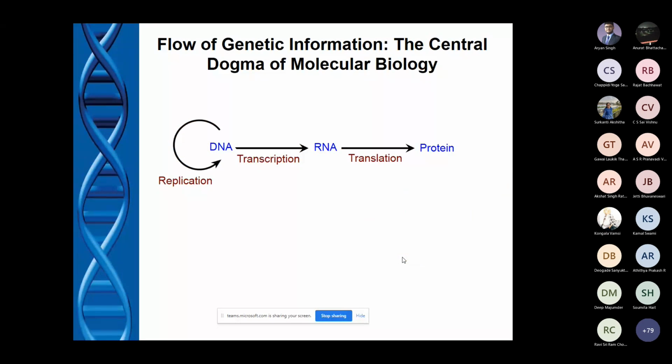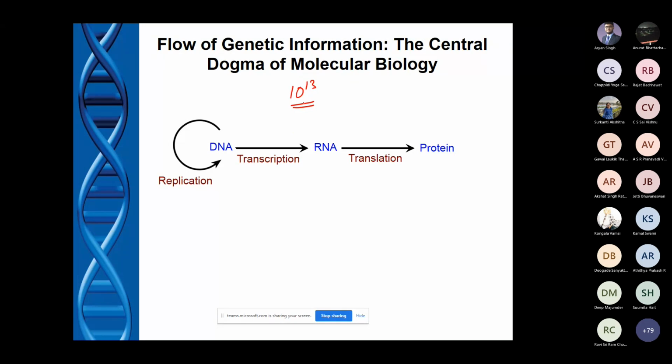Now, here I have one more slide, the flow of genetic information, or the central dogma of molecular biology. This is very important. You should understand this. So DNA goes to DNA. That means you have to make DNA out of DNA. Otherwise, I told you at the beginning of the class that we have 10 to the power 13 cells in our body. Although approximate, but 10 to the power 13 cells.